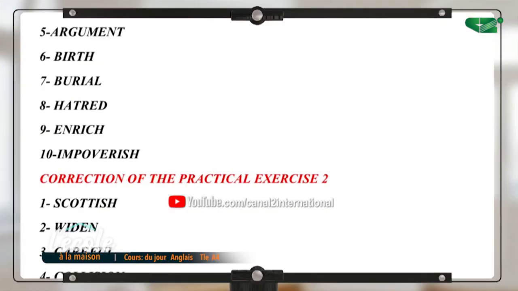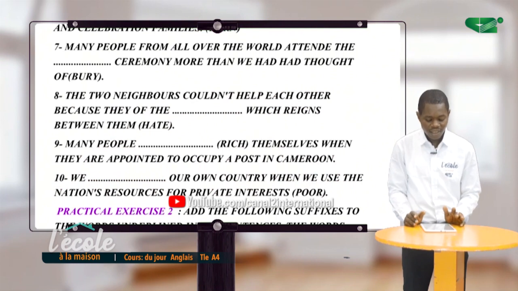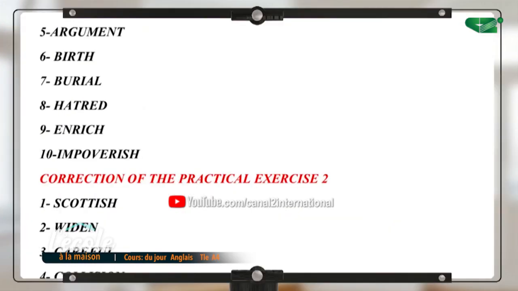Impoverish, because we saw the categories of prefixes. So don't get confused between the im and the em at this level. Great. Now, practical exercise 2. We were asked to add the following suffixes to the words on the line in the sentences. The five suffixes we were given were full, ish, ity, en, and sion.